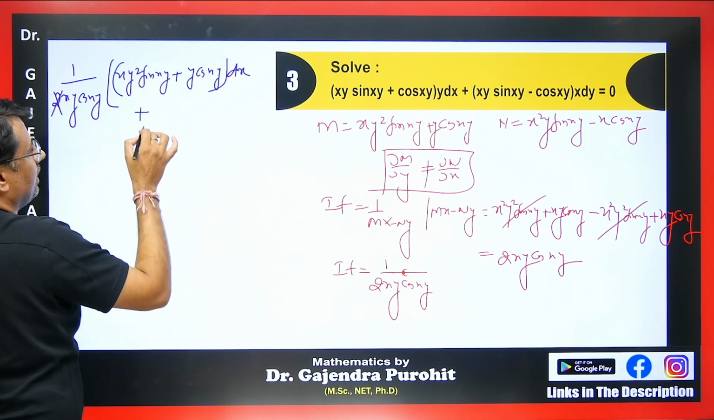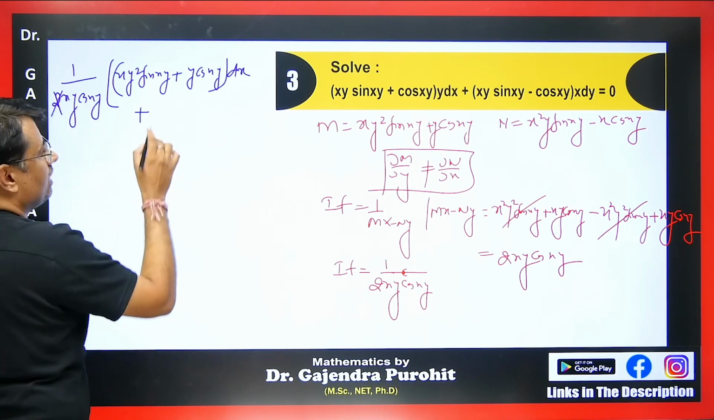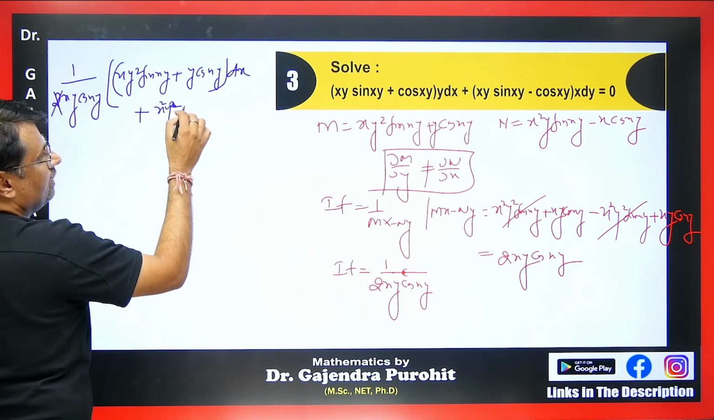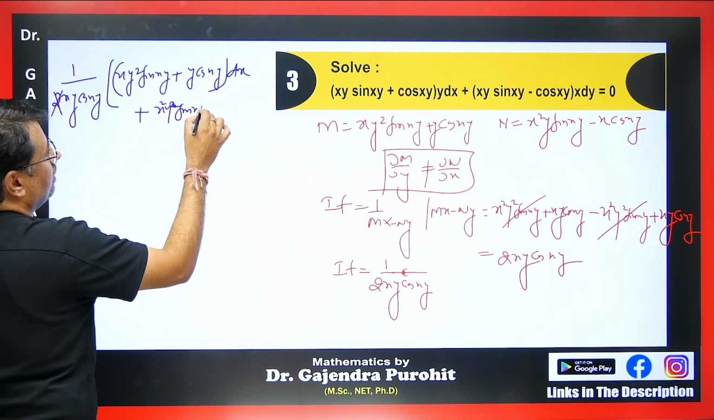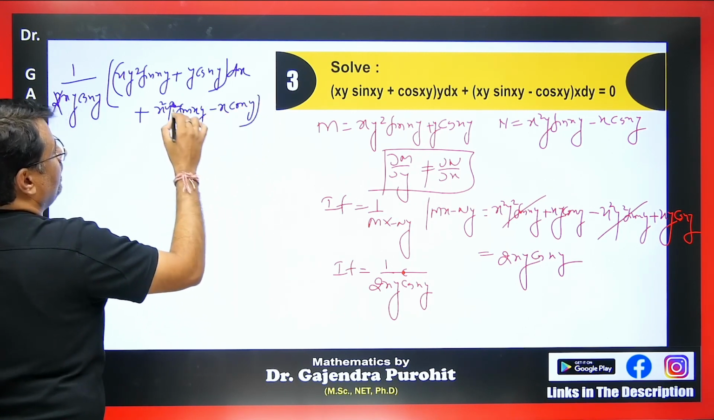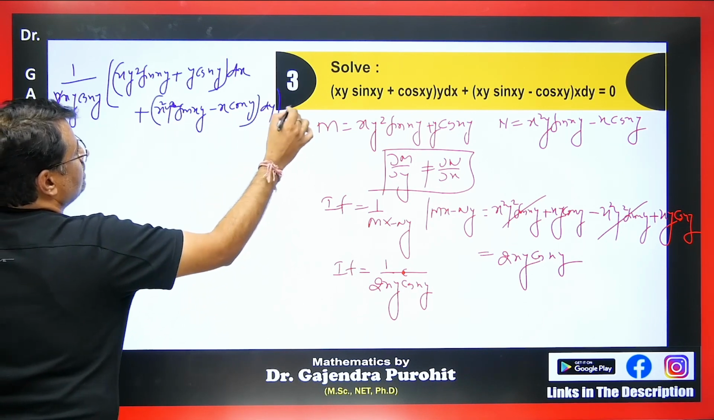And I will write the remaining terms here. When it goes inside, we will get x square y sin xy, clear? And minus, here it will be x cos xy multiplied by dy. Have you understood? Is equal to 0 here.